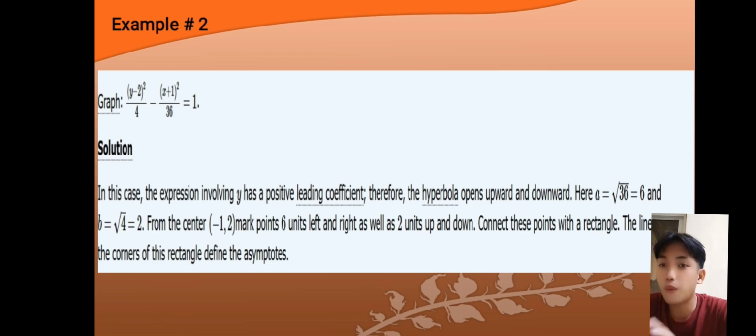So our a is equal to 6 since the square root of 36 is 6, and our b is equal to 2 since the square root of 4 is equal to 2. So from the center, our h is equal to negative 1 and our k is equal to 2. So our center is the ordered pair negative 1, 2. So mark points 6 units left and right, then 2 units up and down. Then connect the points with the rectangle, and the lines through the corners define the asymptotes.